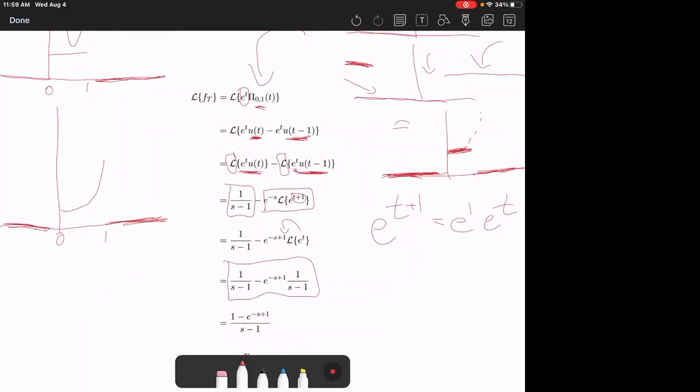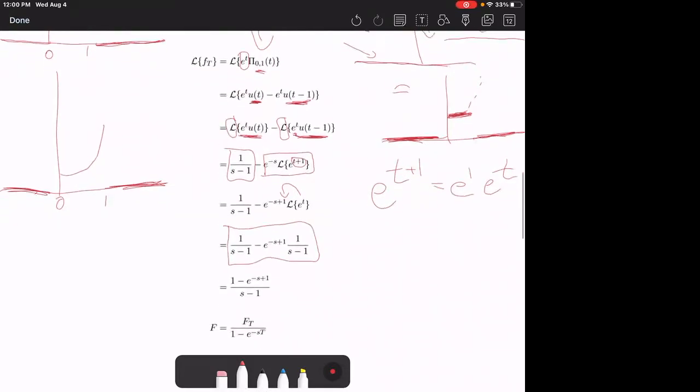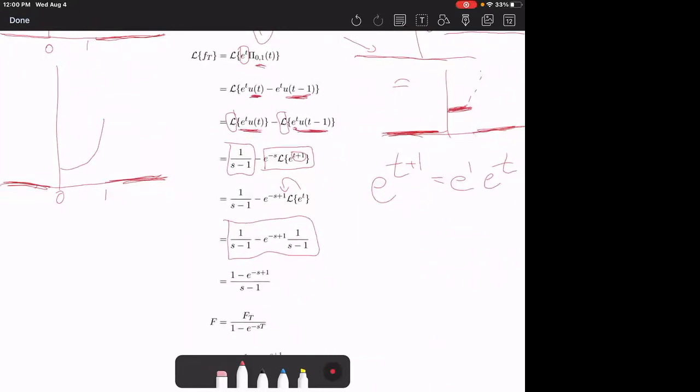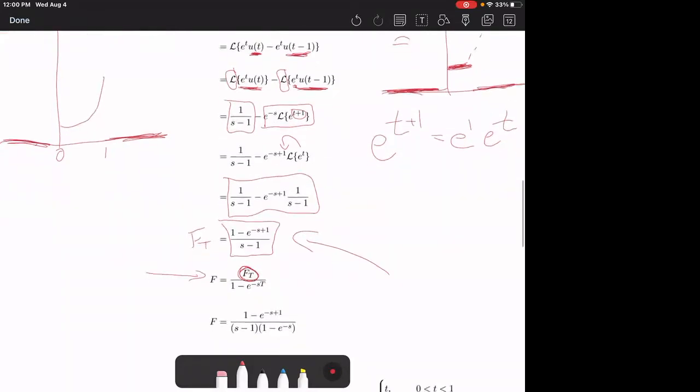So I have this value for capital F sub t, or the Laplacian of little f sub t. Joining them together, we already have a common denominator. But we have an identity. We know that capital F is going to be equal to this value, capital F sub t, divided by 1 minus e to the negative sT. So I have to take what I just solved for. I know this is capital F sub t, and I have to divide it by 1 minus e to the negative sT. And that's how I get my final solution.